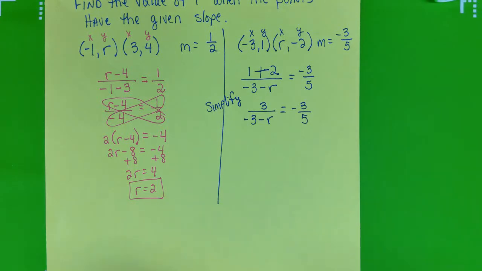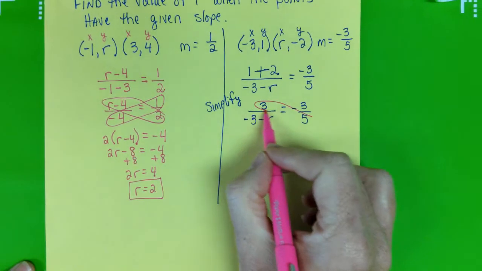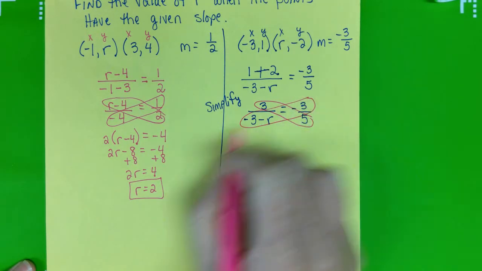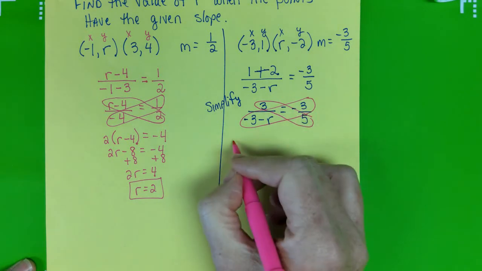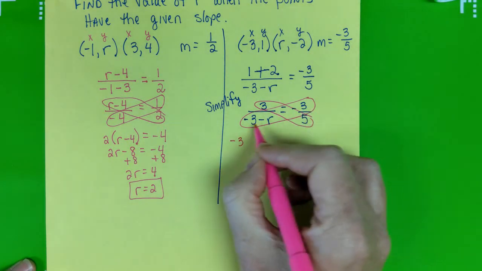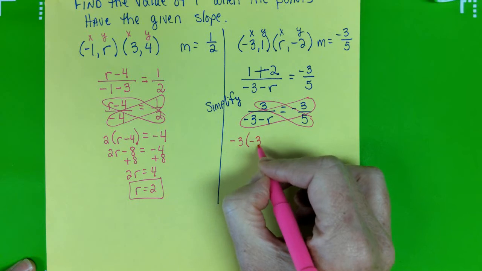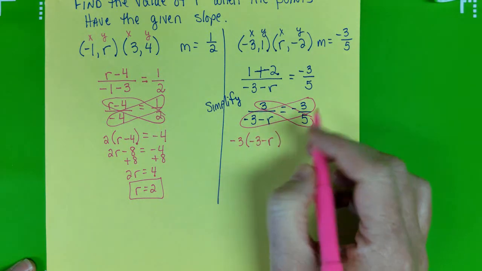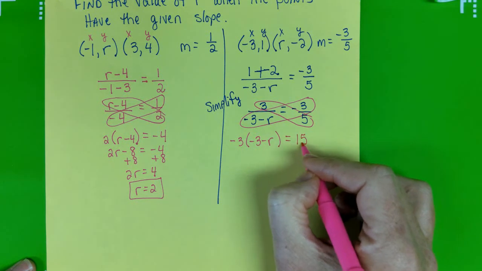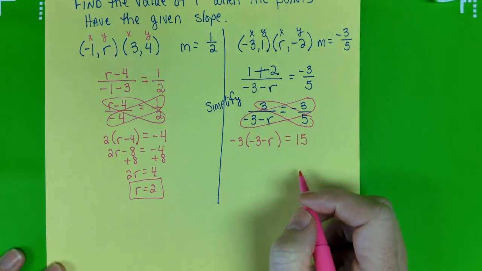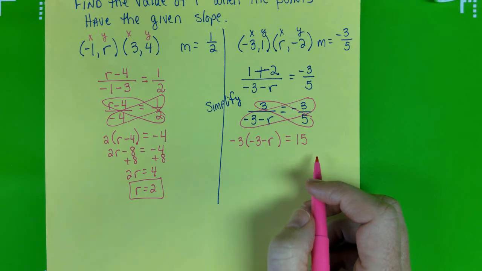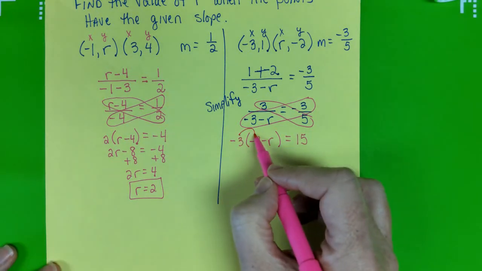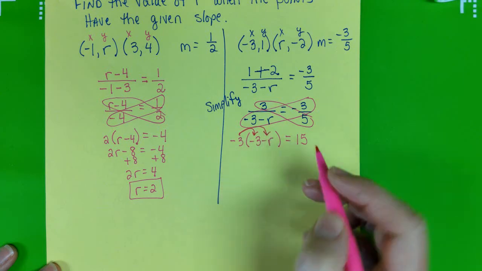And now we're ready to do some cross multiplying. So I'm going to cross multiply here and cross multiply here. Now I like my variable to be on the left, so I'm going to write -3 times (-3 minus R) on the left, and 3 times 5 on the right. Okay, so if you think you have it from here, go ahead and stop the video, finish it, and then fast forward to see if you get the same thing I do.